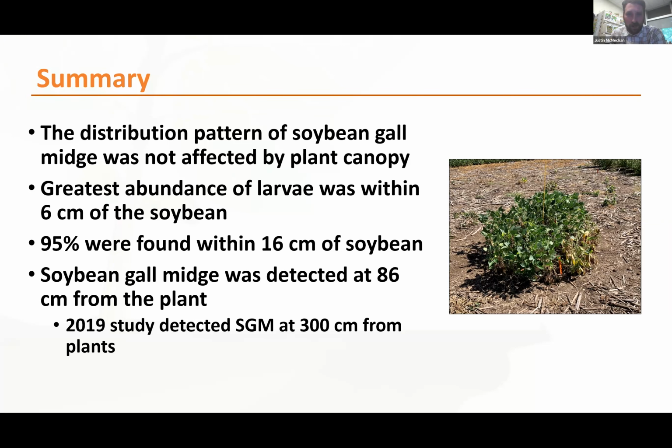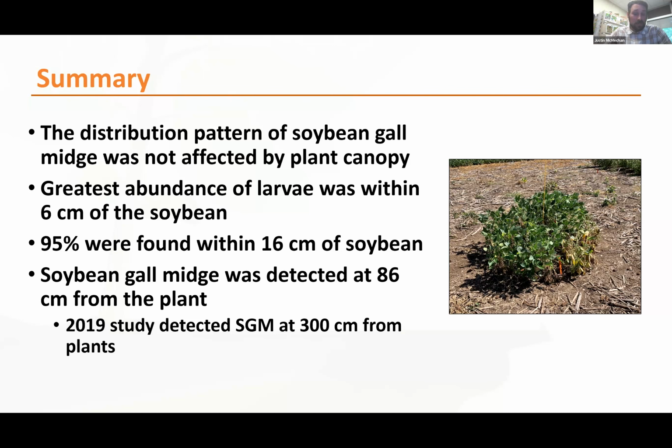So the distribution pattern of soybean gall midge was not affected by plant canopy, hence the reason you saw everything kind of come together, which was intriguing. We were anticipating seeing some differences. Greatest abundance of larvae was within the first 6 centimeters. 95% were found within the first 16 centimeters from the plant. And his furthest detection was about 86 centimeters away.